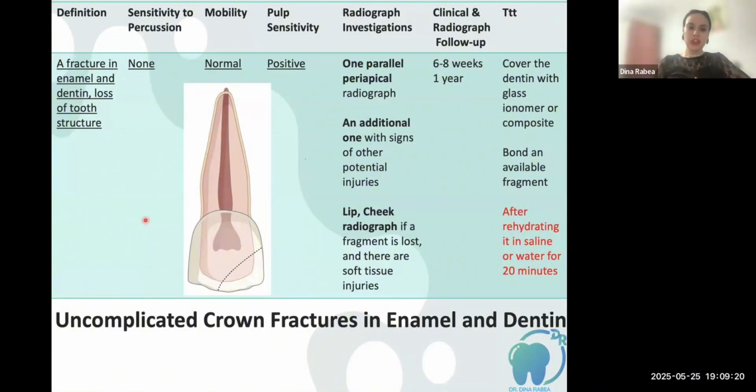Again, no sensitivity to percussion as long as the periodontal ligament is spared. Mobility is normal, pulp sensitivity is positive. It's the same as the earlier fracture, and the follow-up again is usually 6 to 8 weeks for the first time, and we can see the patient again after 1 year.